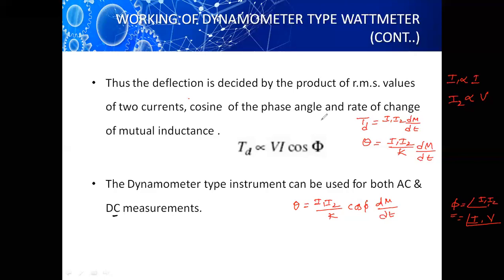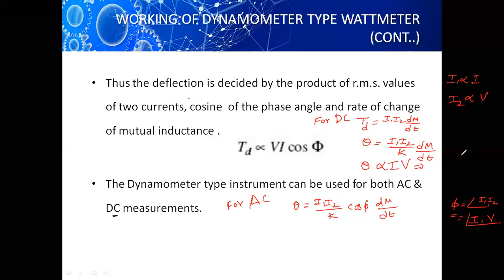So this is for DC and this is for AC. For DC, let us discuss. I have I1, I2 by k dM by dθ. dM by dθ is constant, so I'll remove it. K is also constant. So I can say that the deflection angle theta is proportional to, instead of I1, I'll just replace it with I, and instead of I2, I'll replace it with V.